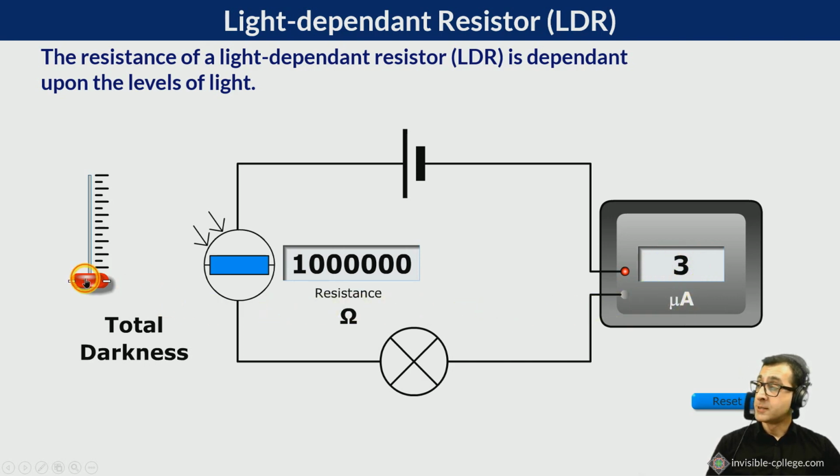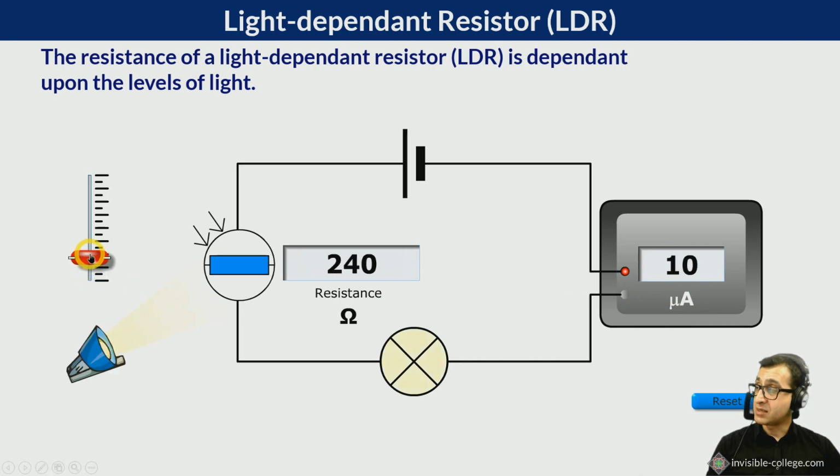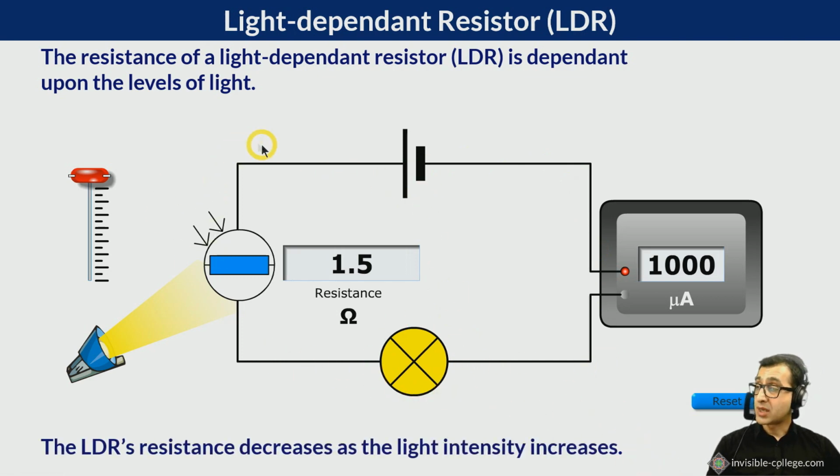very small current. Now, if we increase the light intensity, if we shine a bulb on that, we can see that the resistance actually decreases, and therefore more electrical current is flowing around. Now we have 1,000 microamps. And therefore we have more electrical energy being delivered to this bulb by the electrons flowing through it per second. So a light-dependent resistor, an LDR's resistance, decreases as the light intensity increases.